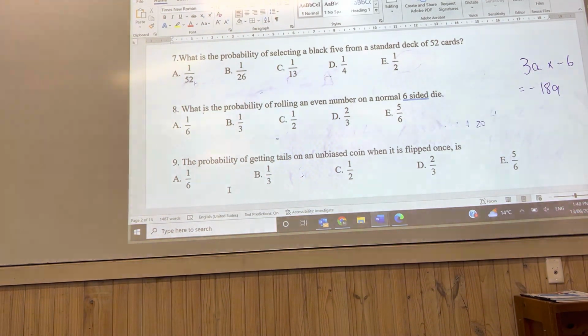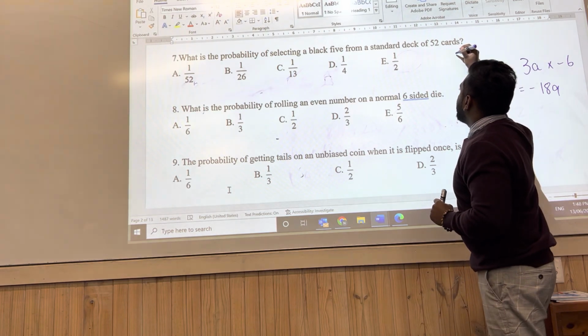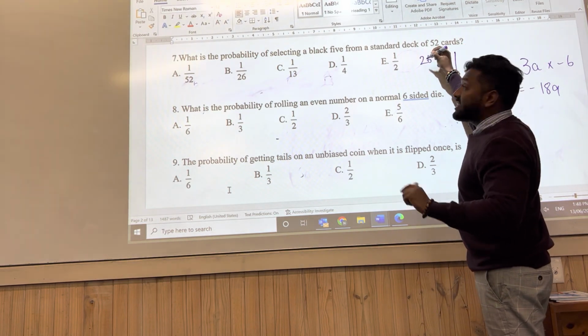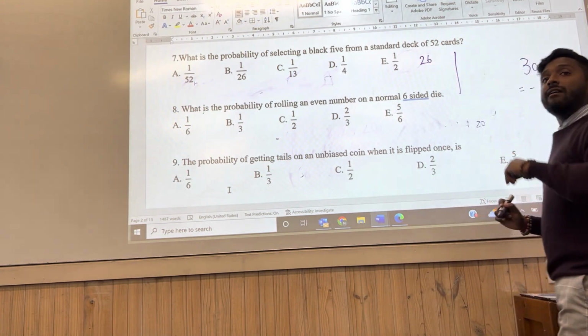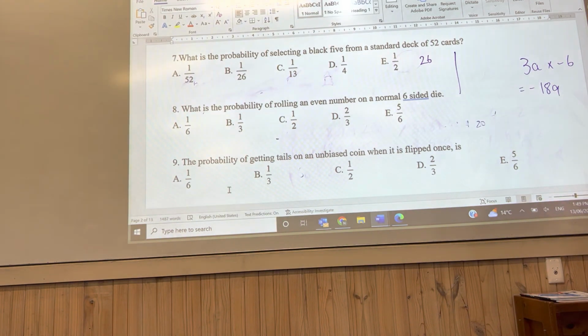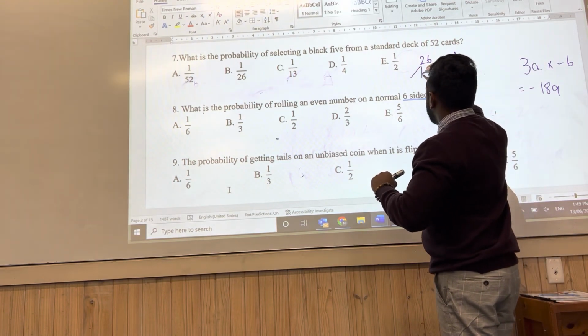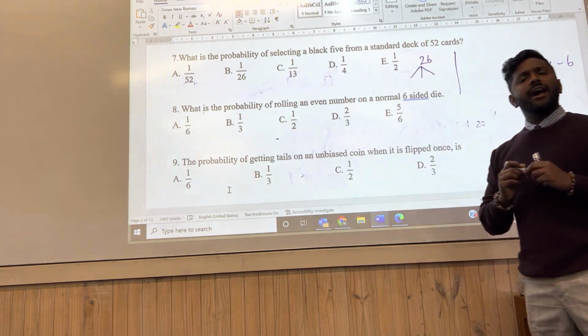What's the probability of selecting a black 5 from a standard deck of 52 cards? Firstly, you've got to think about, yes, red and black, because those are the only two colors. But then you're going to have to think about selecting a black 5. How many black cards are there? There should be 26. 26, just like what you said, Spencer, well done. Okay, how many 5s? There's four 5s, but then there's 2 blacks and 2 reds.